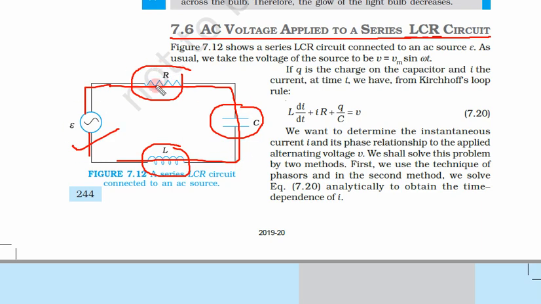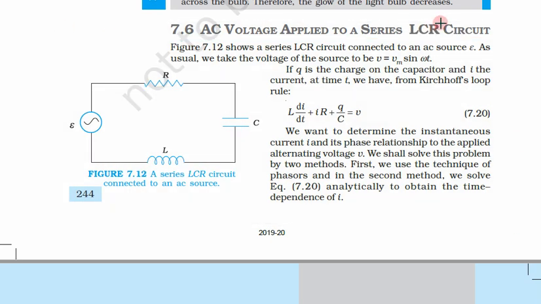Now we have to understand what will happen when we connect this LCR circuit in series to an AC power source. In this figure, this is shown. Again, we know voltage is equal to Vm sine omega t. Voltage is a sine function.